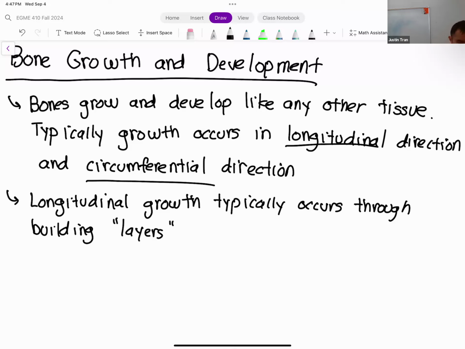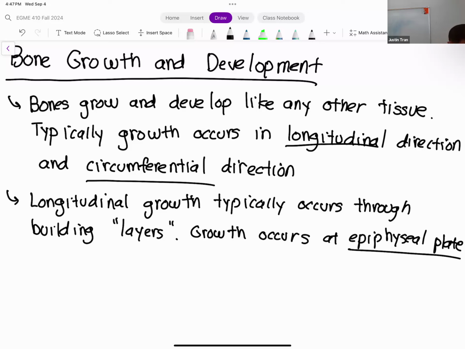So there's a section of most of the long bones in your body called the epiphyseal plate. So at the epiphyseal plate, typically new bone cells are created, and they're kind of added to the bone at this part. Okay?